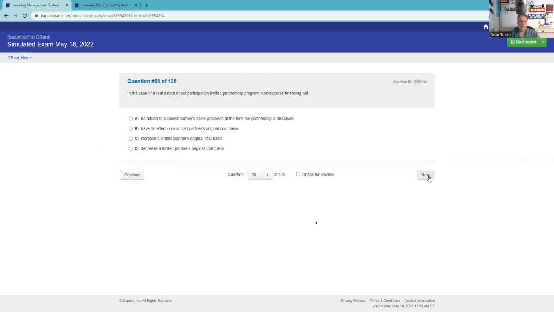In the case of a real estate direct participation program, non-recourse financing will be added to a limited partner's sales proceeds, have no effect on the original cost base. So if it was recourse, it would have an effect. If it's non-recourse, it does not. So in the case of a real estate partnership program, non-recourse financing.